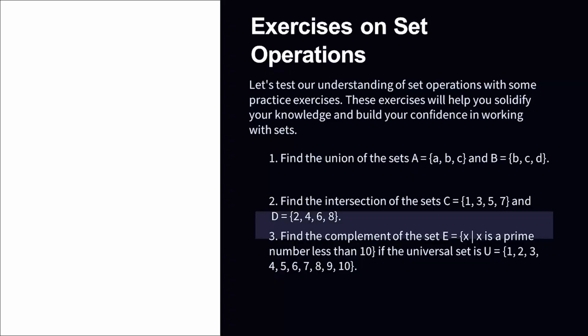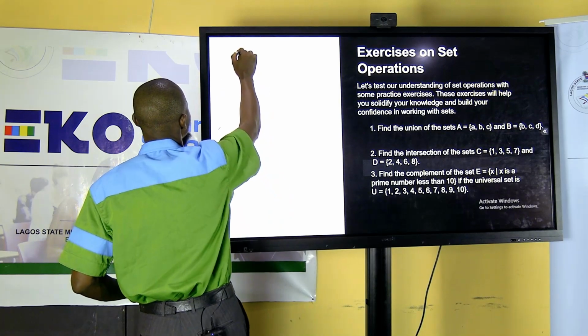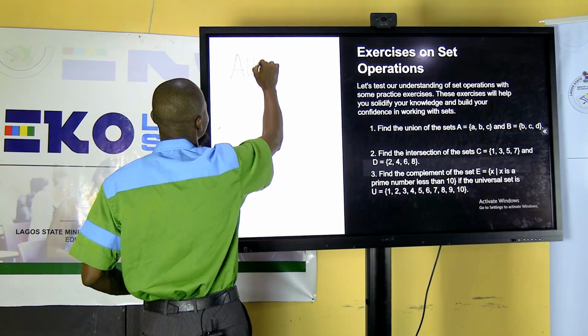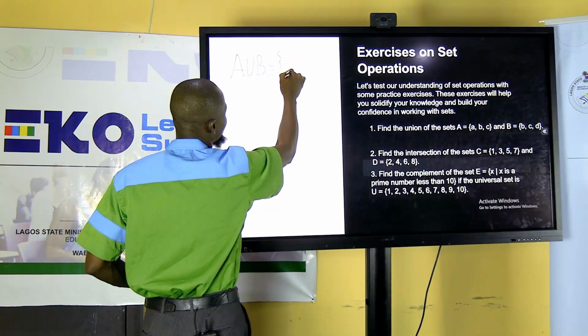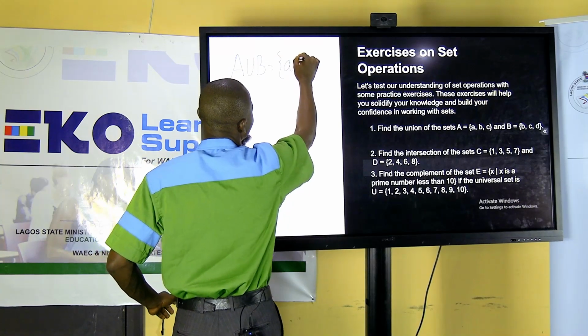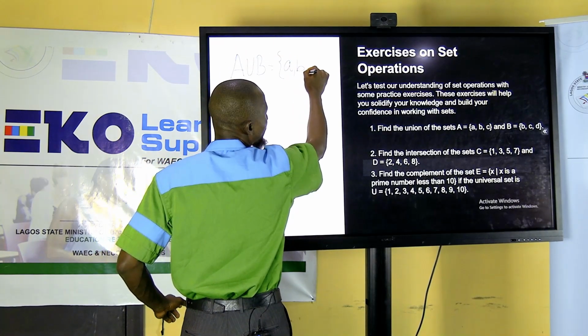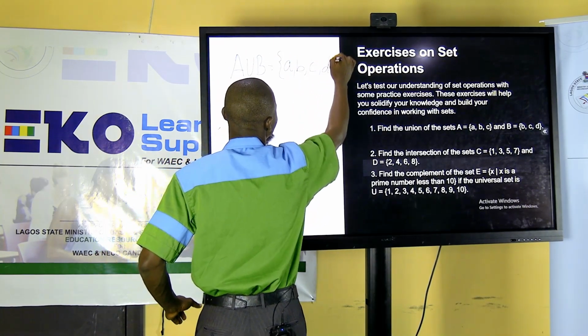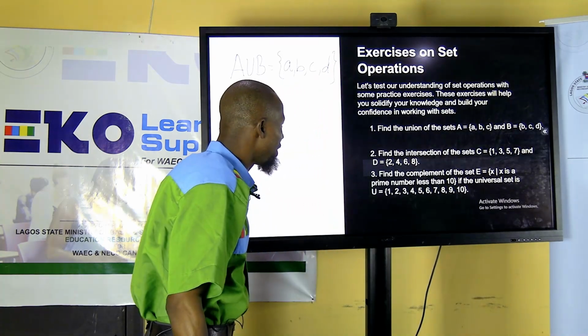All right, let's make a recap of what we have learned today. We have learned about union of sets, intersection of sets, and complement of sets. So let's apply that here. Question 1, find the union of sets A and B. We merge the two sets together without repetition. We have A, we have B, we have C, and we have D. So that is A union B.